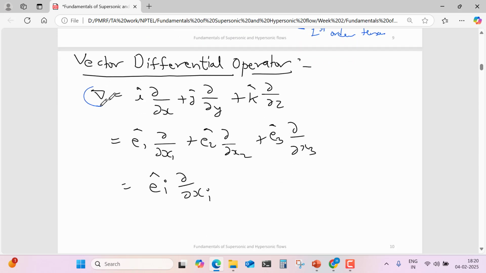You might have seen this del symbol, which is called the vector differential operator. It is given by i cap ∂/∂x plus j cap ∂/∂y plus k cap ∂/∂z. This i, j, k can be written as e1, e2 and e3, and similarly x, y, z as x1, x2 and x3. So in the simplified index notation, it can be written as e_i cap ∂/∂x_i.